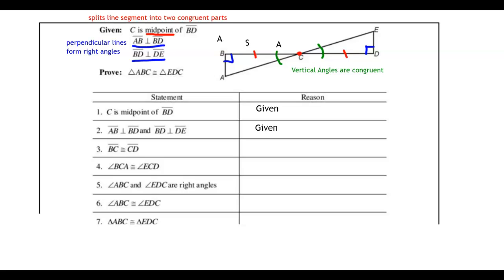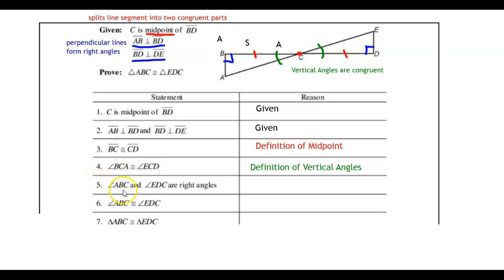Next, I'm looking at angle BCA and angle ECD. Those are the angles that share the vertex C. This angle and this angle are congruent because, as we said, vertical angles are congruent. I'm, again, just going to use definition of vertical angles.